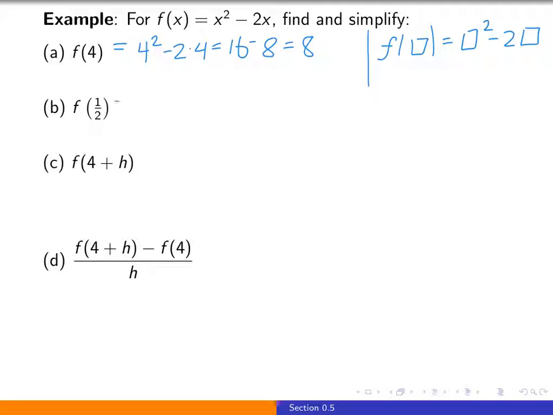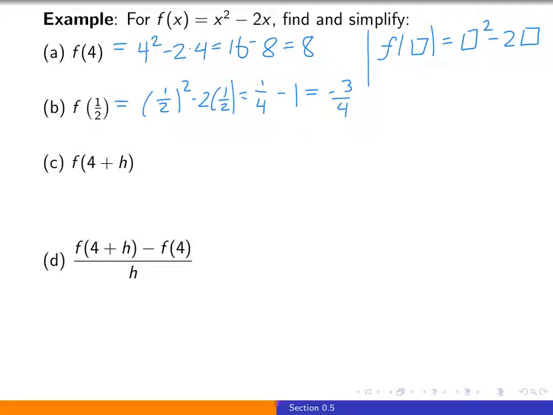Similarly here, f of 1/2. We're plugging 1/2 in for our something. 1/2 squared is 1/2 times 1/2, which is 1/4. Minus 2 times 1/2 is minus 1, and this ends up being minus 3/4.